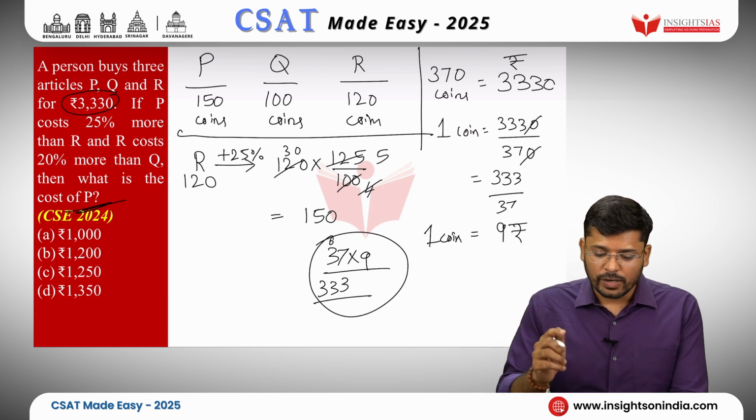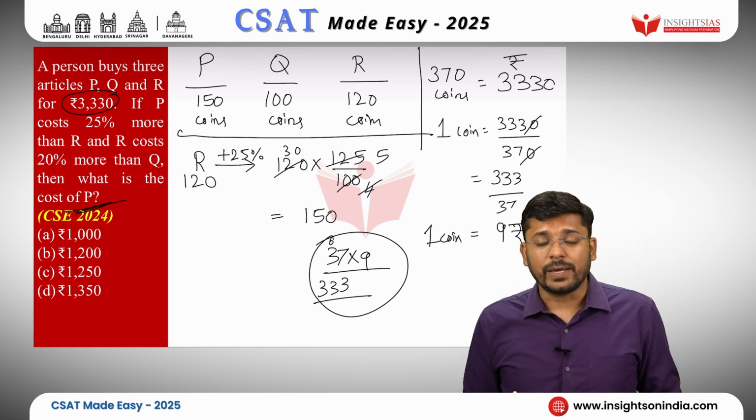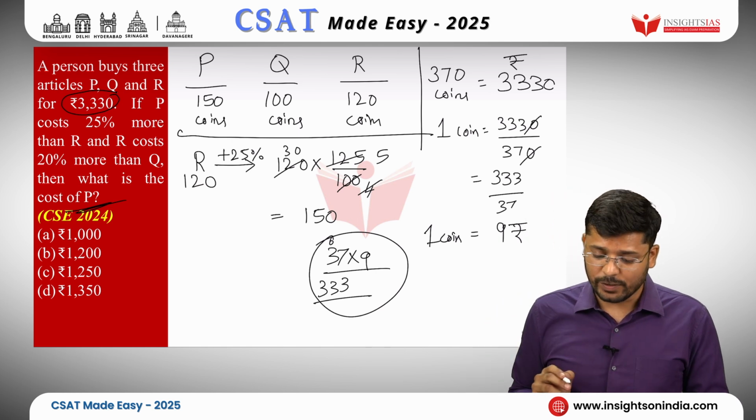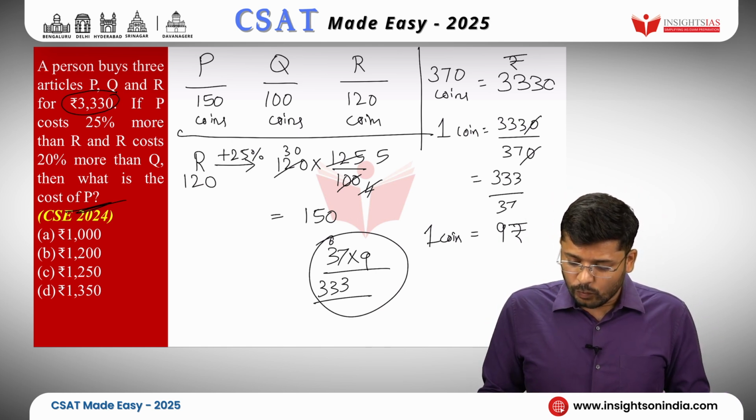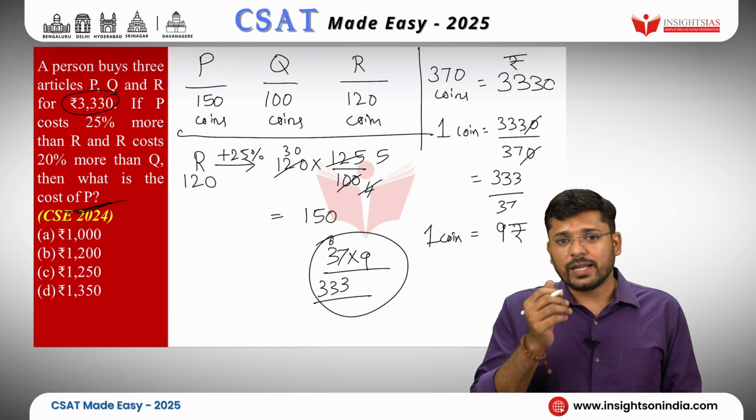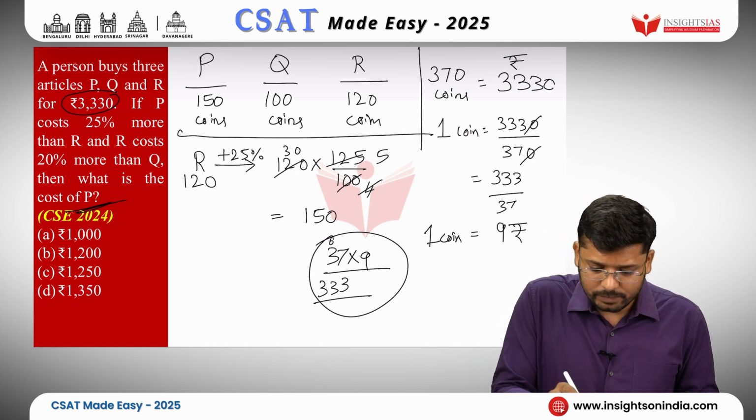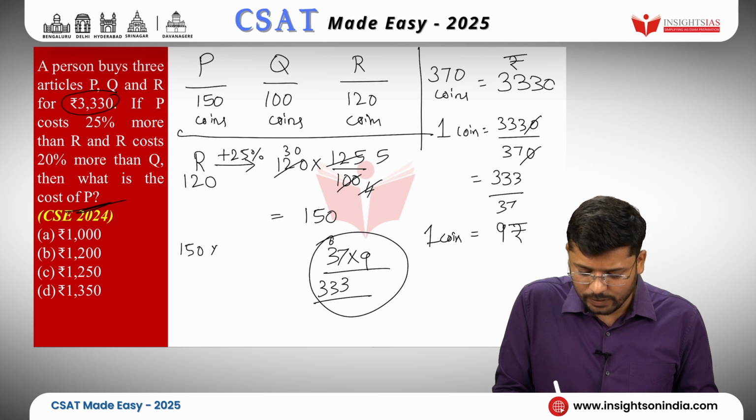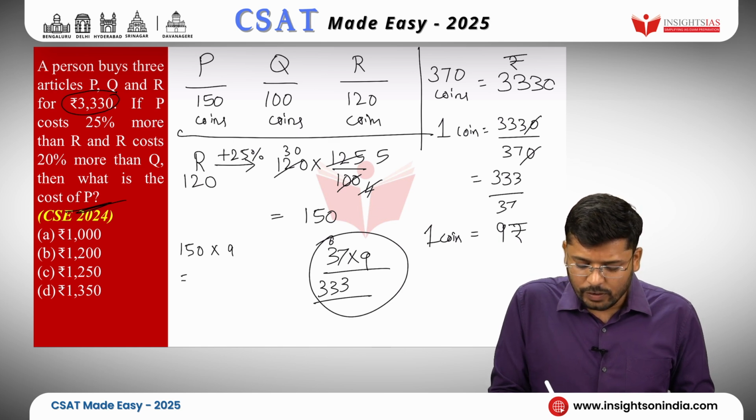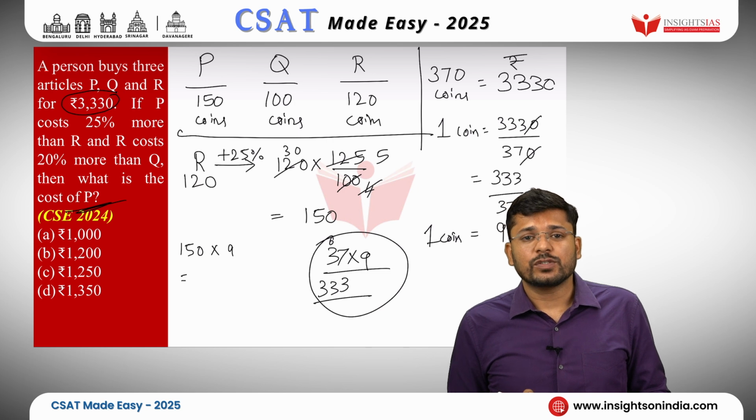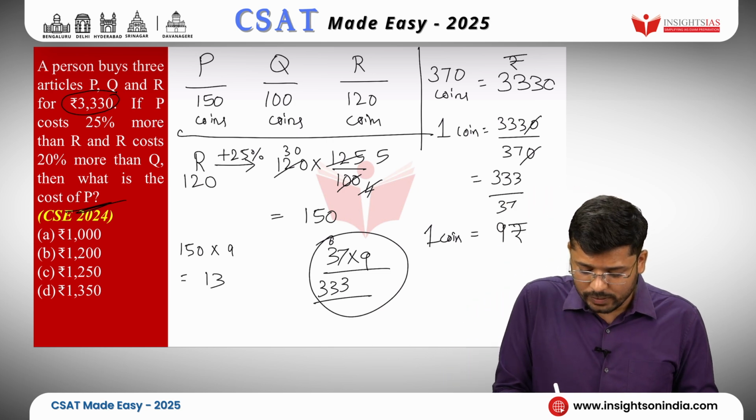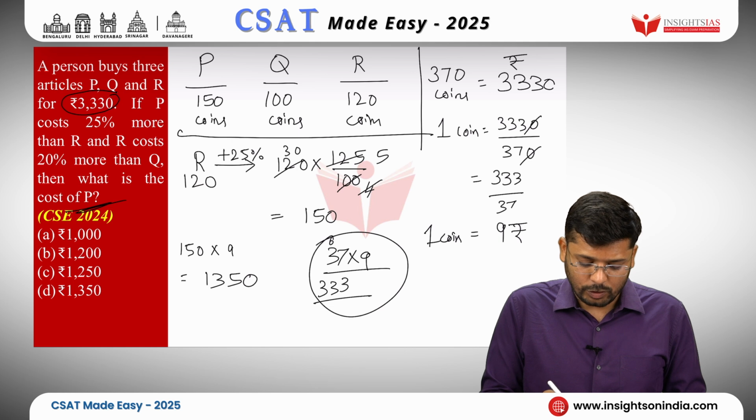Now what do we want? We want the cost of P. What is the cost of P? It is 150 coins. So 150 coins, how much will they cost? They will cost 150 into 9. We know that 15 into 9 is 135. So we get 1350. Option D.